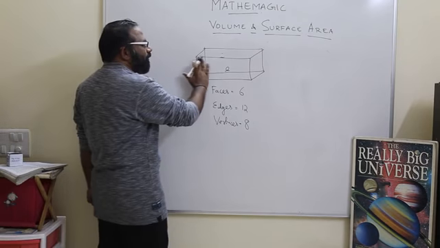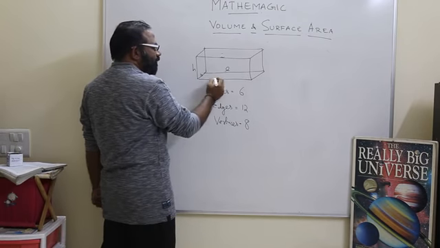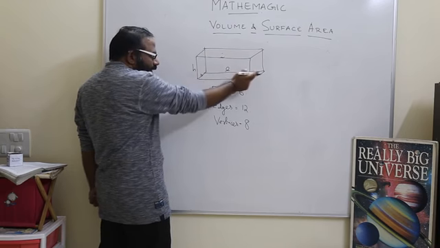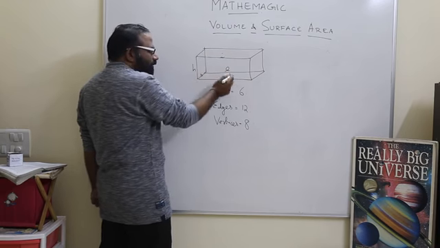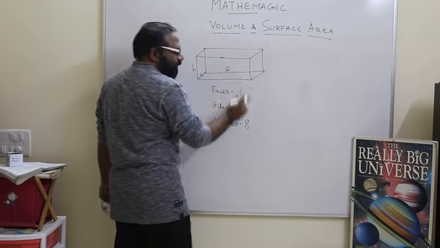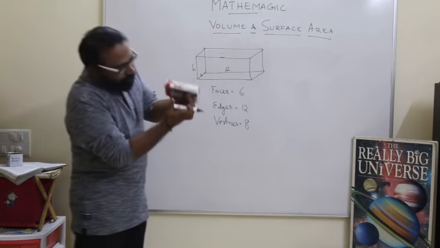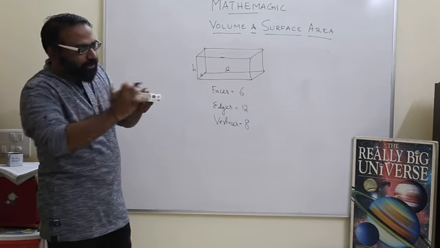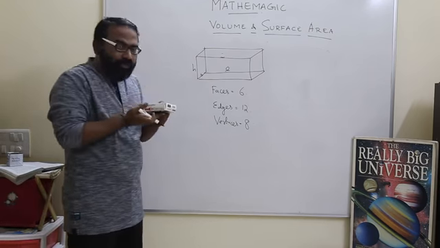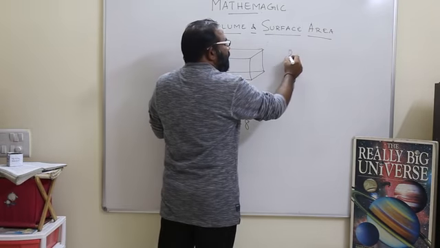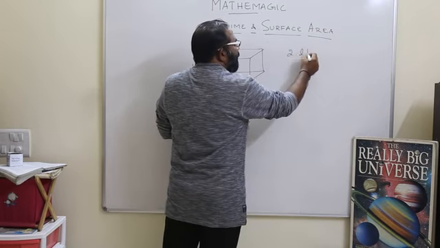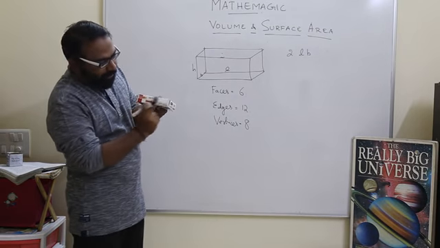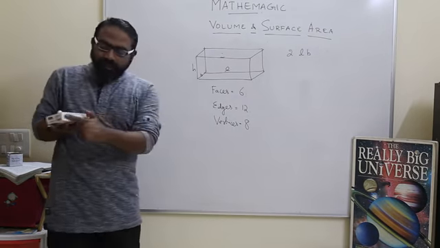So you have this face. Suppose the down area would be a rectangle which is L and B, so it is length into breadth. So this bottom would be length into breadth. There are two such faces, so it is 2LB. Similarly, I can have this length into height, this side, and that is equal to this side.